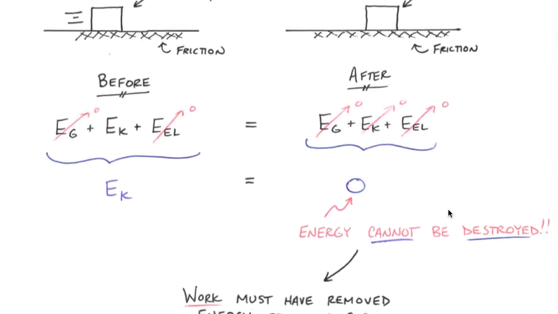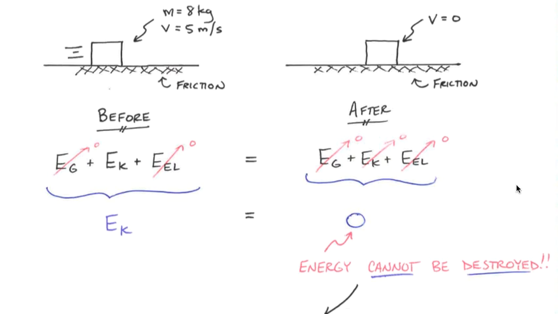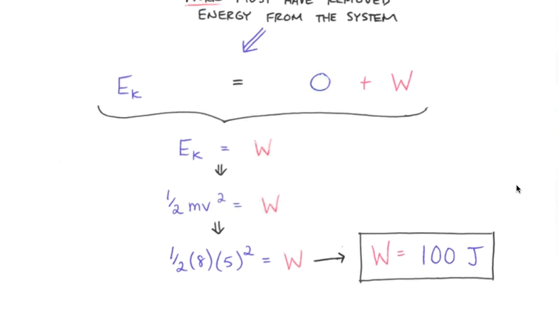So it was originally kinetic energy here, 100 joules, and eventually was dissipated as heat, sound, probably wouldn't have any light in this situation, but some other non-mechanical form. All 100 joules has left the system.